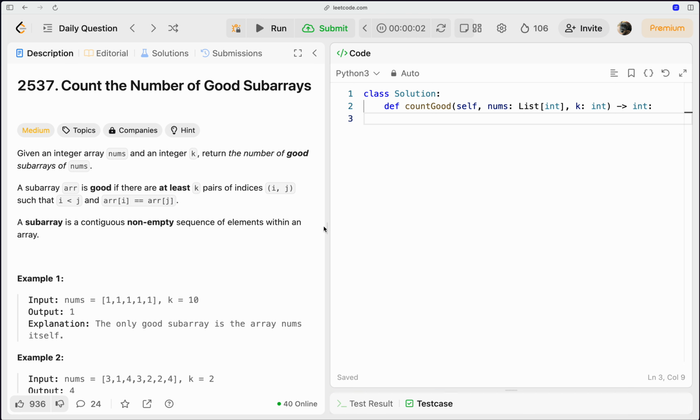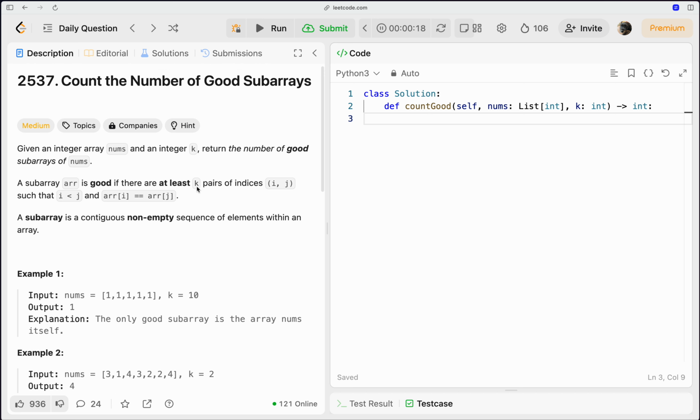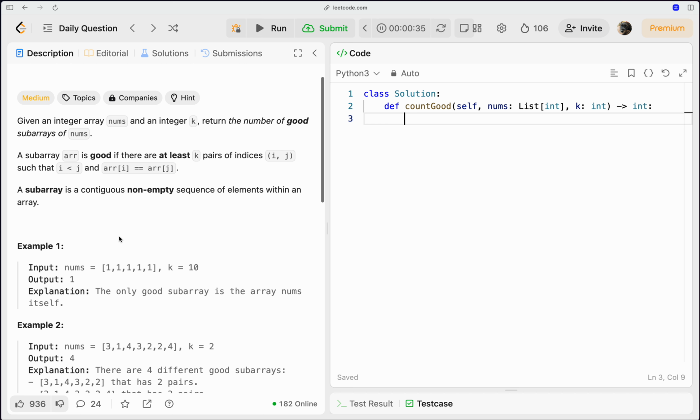Okay, so 2537, count number of good subarrays. Given an integer array nums and an integer k, return the number of good subarrays of nums. A subarray is good if there are at least k pairs of indices such that i is less than j and array i is equal to array j. A subarray is a contiguous non-empty sequence of elements within an array.